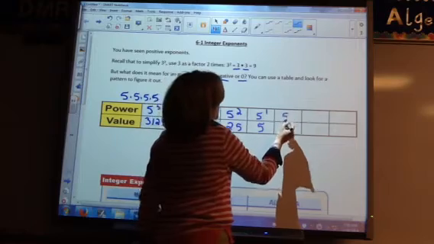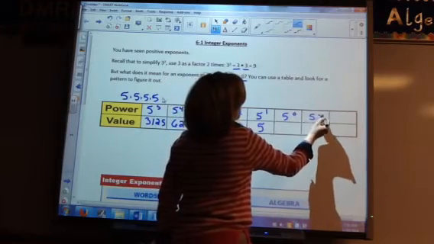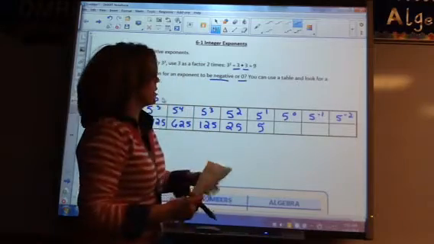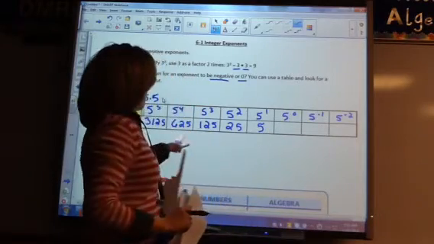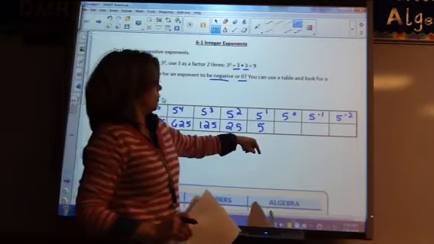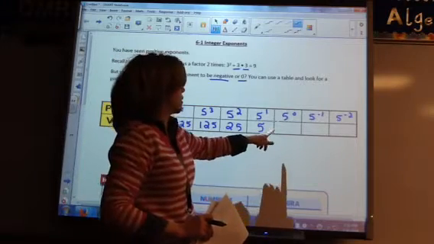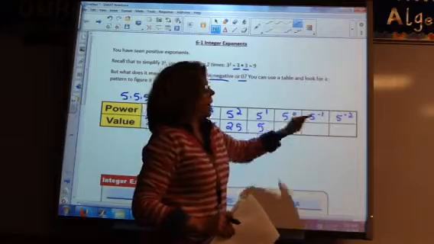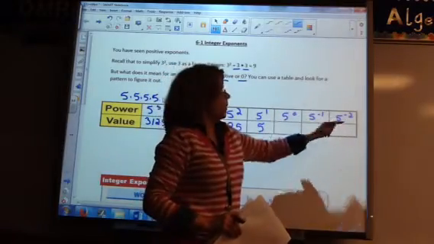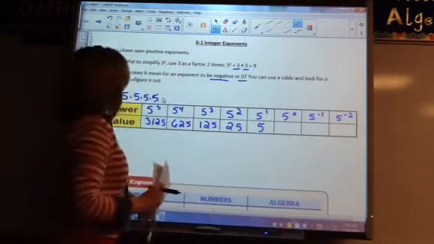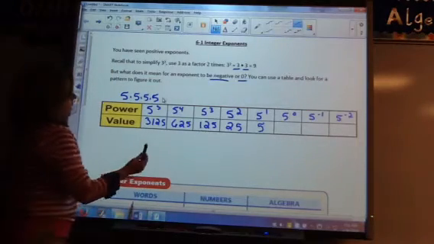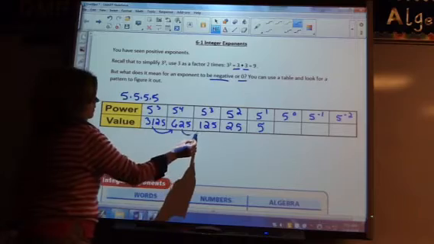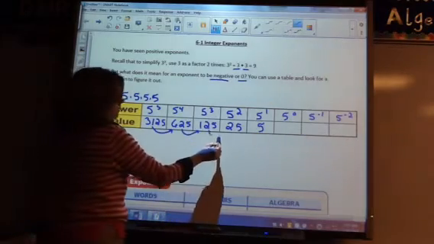Now, this is where it gets a little confusing. So what we're going to do is look at how we can find a pattern to prove, and this is what you're going to do in geometry next year, prove what 5 to the 0 power is, and 5 to the negative 1st power, and 5 to the negative 2nd power. Okay? So, how do we get from here to here, or here to here, or here to here?